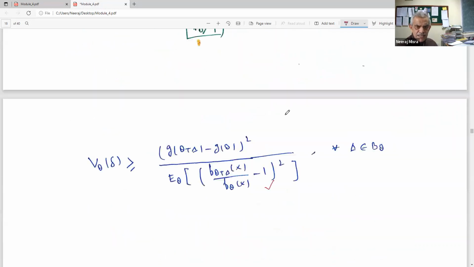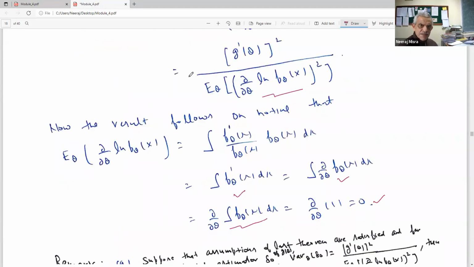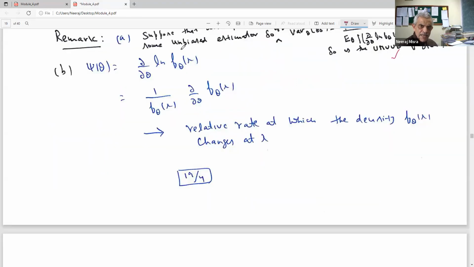So let's try to see what is an interpretation of the derivative of log of f theta x with respect to theta, which is 1 upon f theta x times del by del theta of f theta x. Now, what is this? This is the rate at which the density changes with respect to theta at point x. So this can be treated as a relative rate. Relative means total is f theta, and this is the change. So it is the relative rate at which the density f theta x changes at x.